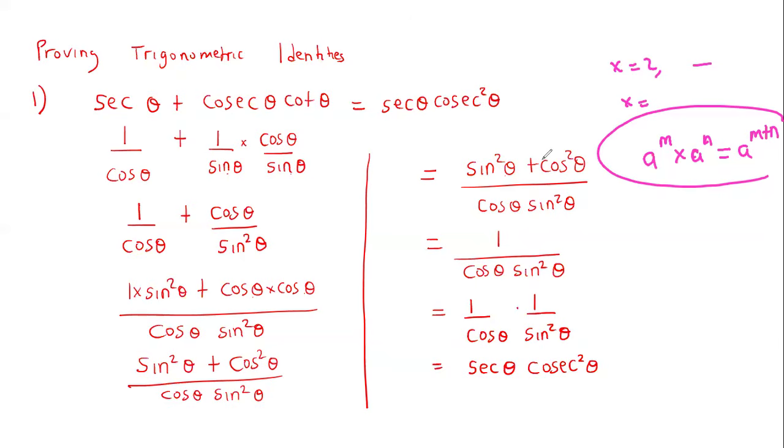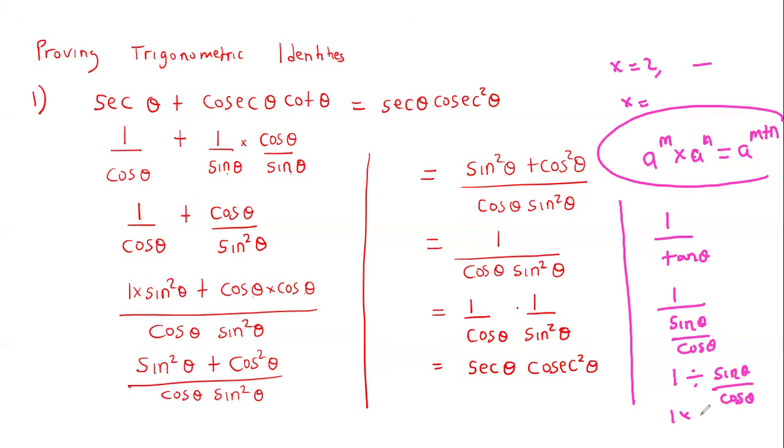Yes, Daniela? Teacher, why is it that when we're proving the cot theta, couldn't we say 1 out of tan theta, but we said cos theta out of sin theta? It is the same thing. So 1 out of tan theta, you are going to go back and say, but what is tan theta? Tan theta is sine theta out of cos theta. When you do the mathematics, it becomes 1 divided by sine theta out of cos theta, which will end up with 1 times cos theta out of sine theta. Thank you, teacher. Okay, Emma?